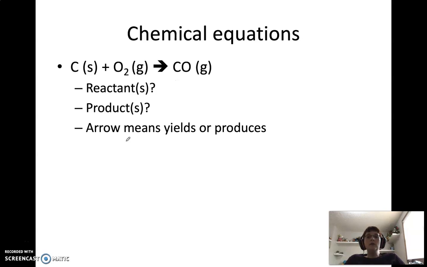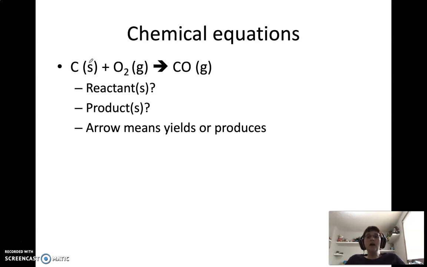So the arrow is always going to mean yield or produce. So the arrow points to what's being produced. The arrow points to the products. Now, you might be looking at these and wondering, what are these things in the parentheses? What are those for? These are just going to tell you what the states are of the matter that's in the equation, because sometimes this will help you determine what kind of reaction you're looking at.